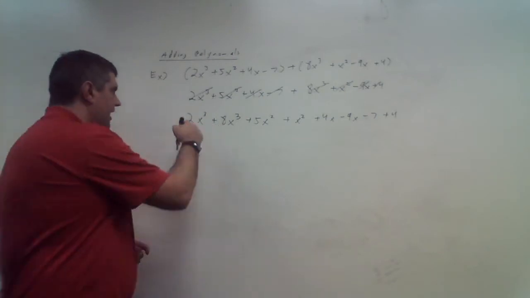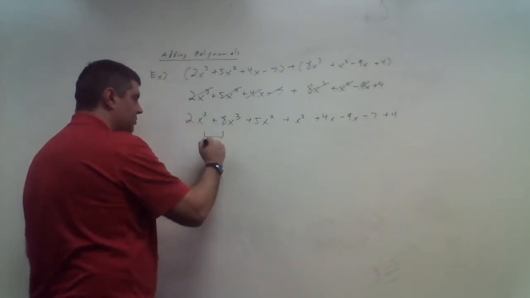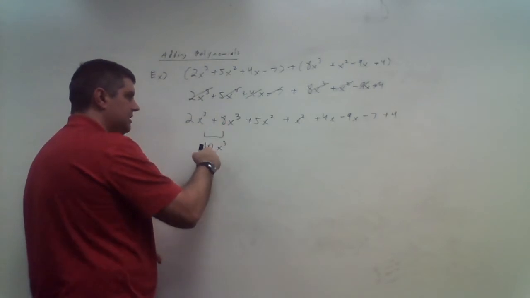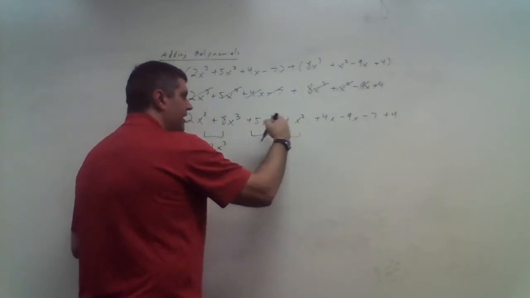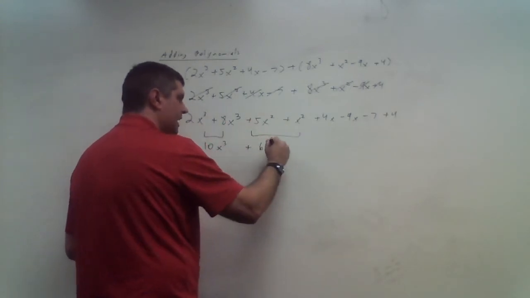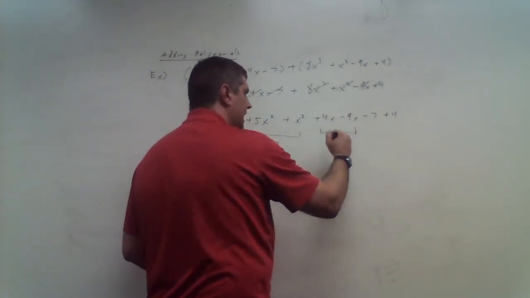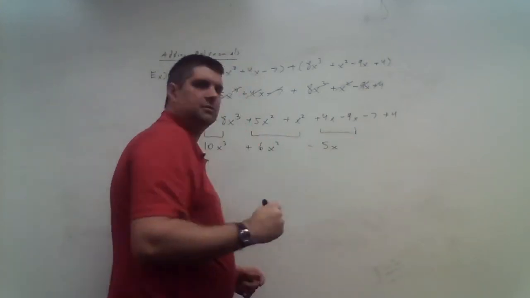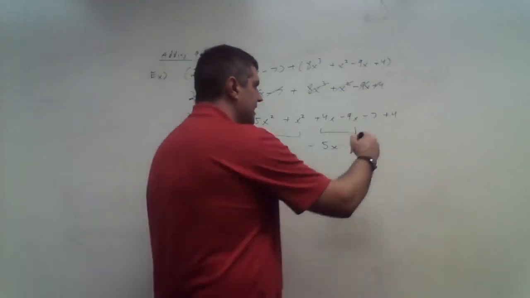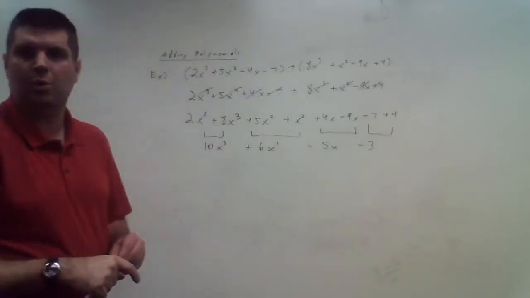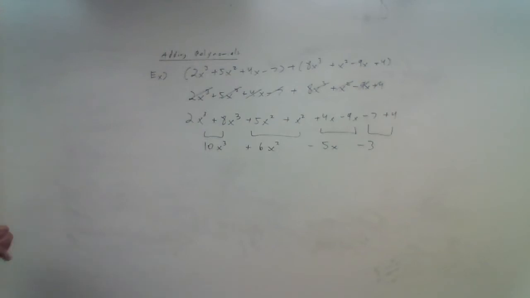Okay? So if I got 2x cubes and I add 8x cubes, that gives me 10x cubes. 5x squareds and another one is 6x squareds. 4x's lose 9x's is minus 5x's. And then negative 7 plus 4 is minus 3. That's it. We're done. Okay?